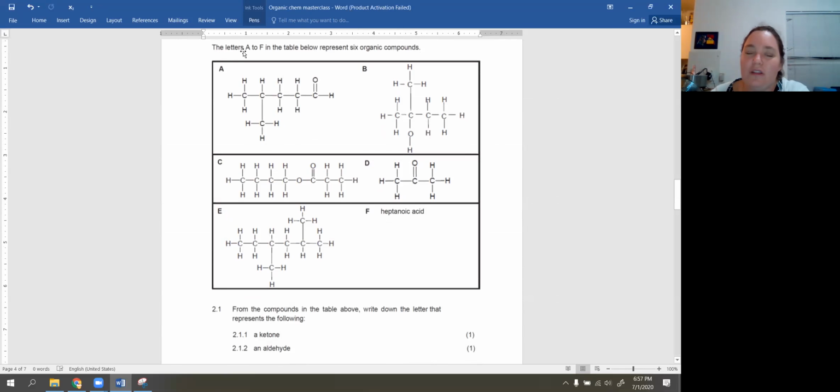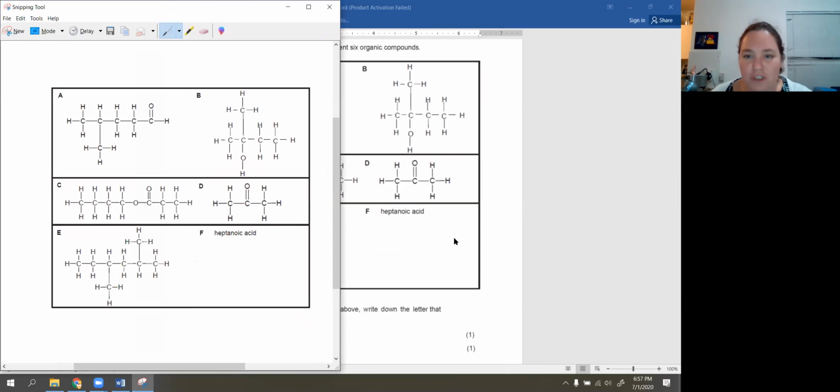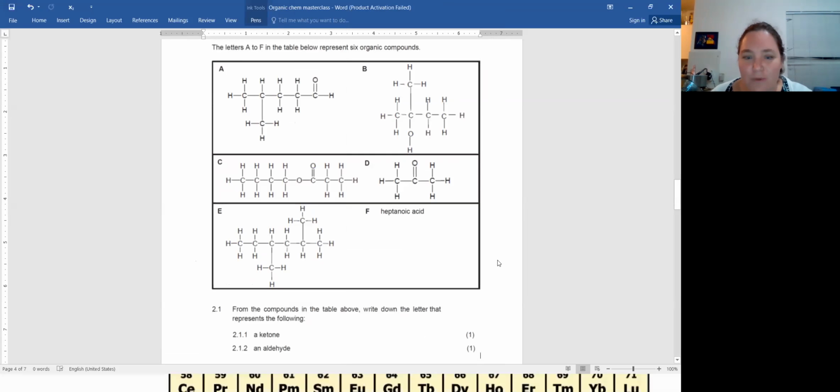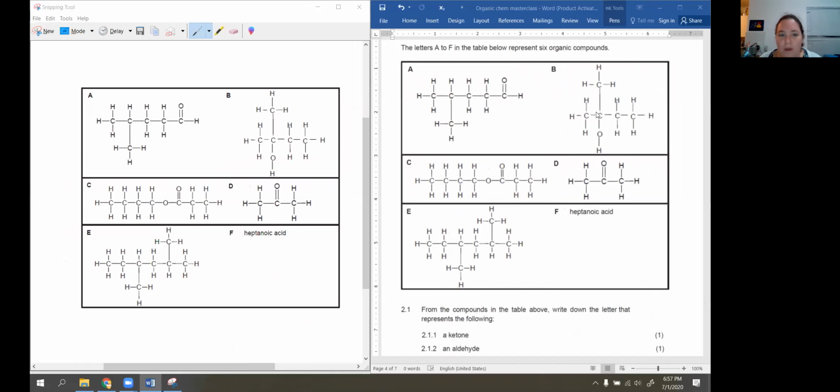And over here, we're told that the letters A to F in the table below represent 6 organic compounds. So we've got A, B, C, D, E, and F. I get very frustrated when I have to read the question and I can't see all of the answers. So I've prepared an option where I'm going to have 2 screens showing at the same time, and I can make my little picture go nice and small at the top. That'll work for me now, so that hopefully we can understand everything.